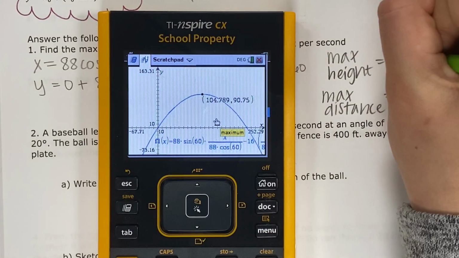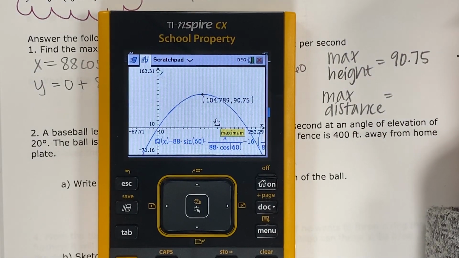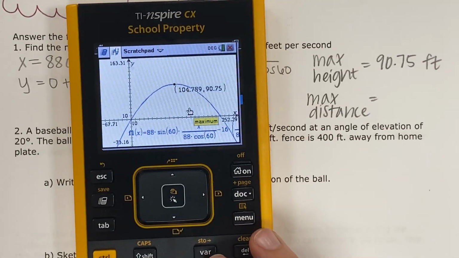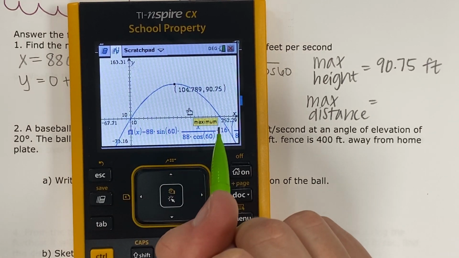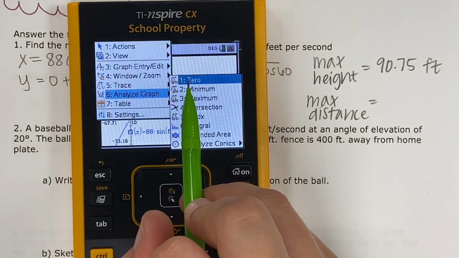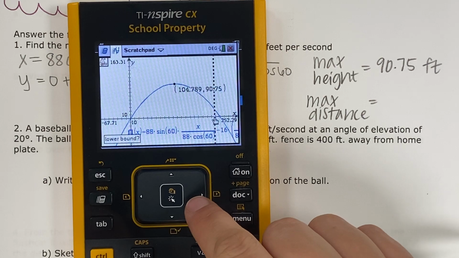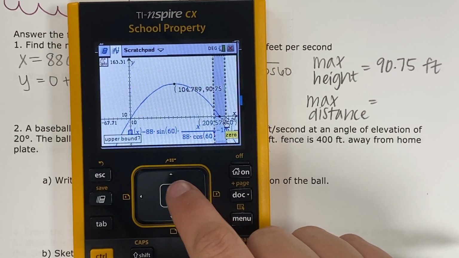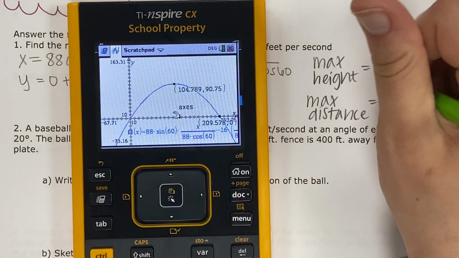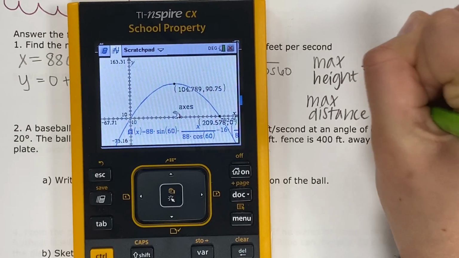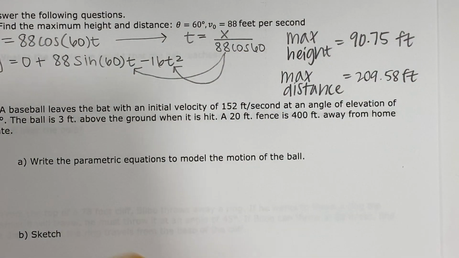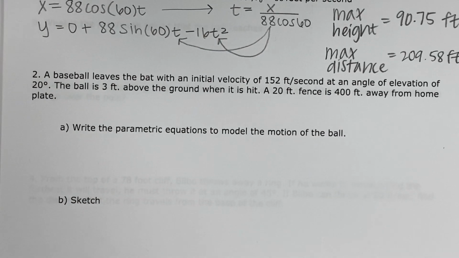So 90.75. I'm measuring this in feet. Max distance is where it lands on the ground, so that's this intersection of the x-axis here. So menu, analyze graph, and x-intercept is also called a zero. So let's figure out where this zero is. I'm looking for the distance, so the x distance, that's the x value, 209.58 feet. We did it. Let's do another one now with real words.